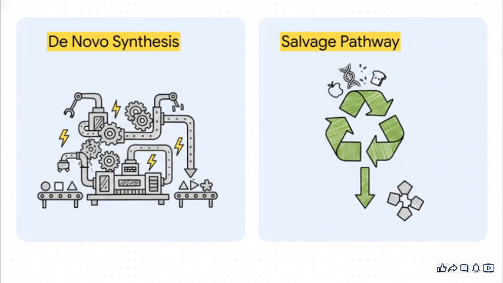The second option is the salvage pathway. This is just straight up recycling, grabbing spare parts from our food or from old DNA and RNA that's been broken down. It's way more efficient, and honestly, it's the cell's preferred method. That energy-guzzling from-scratch method, that's usually only for when the cell is growing so fast it can't recycle quickly enough.